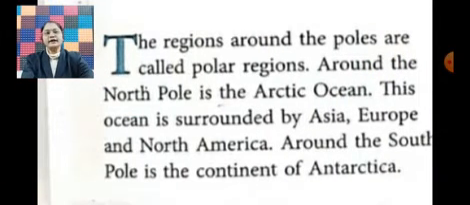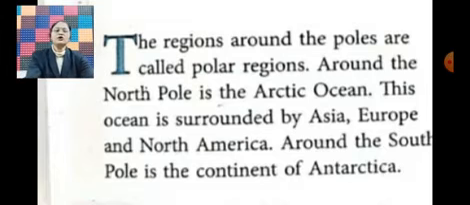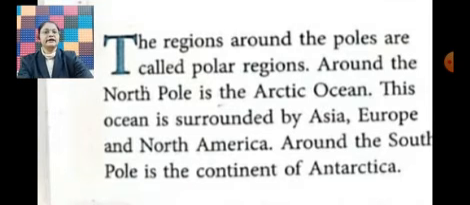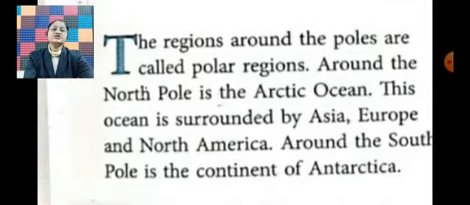The regions around the poles are called polar regions. Did you know, students? There are two poles, North Pole and South Pole. The region around the North Pole and the region around the South Pole are called polar regions. That means North Pole और South Pole के region को ही हम polar region कहते हैं.